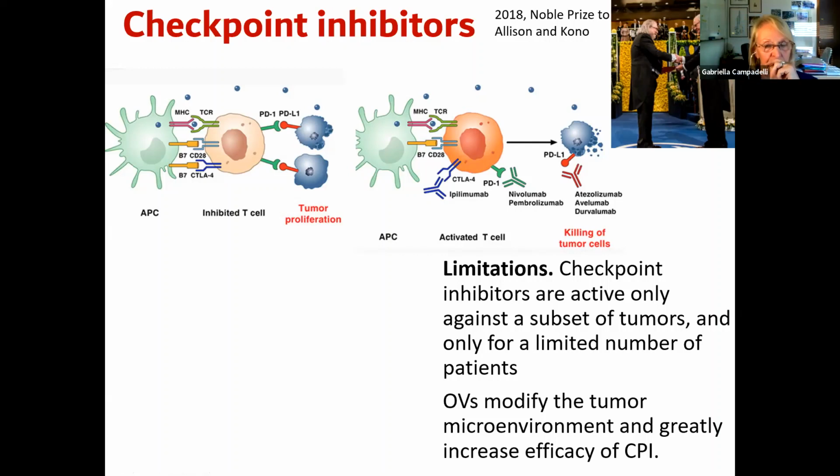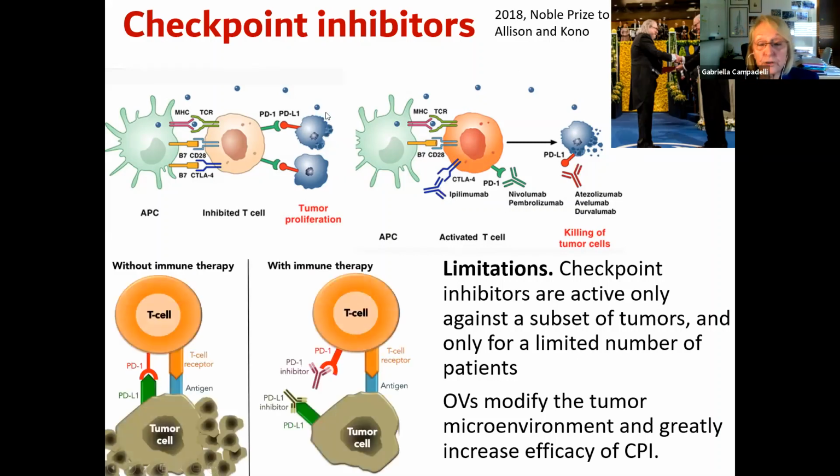And the important finding from Allison and Honjo was that if you put antibodies to CTLA-4 or to PD-1 ligand, you release this inhibition and you restore the immune response. So very schematically, if a T cell reacts with the tumor cell in the presence of the PD-1 ligand, there is no way that the T cell can exert its response. But if you administer the antibody to PD-1 or PD-1 ligand, the T cell will exert its response, and so will inhibit tumor growth.